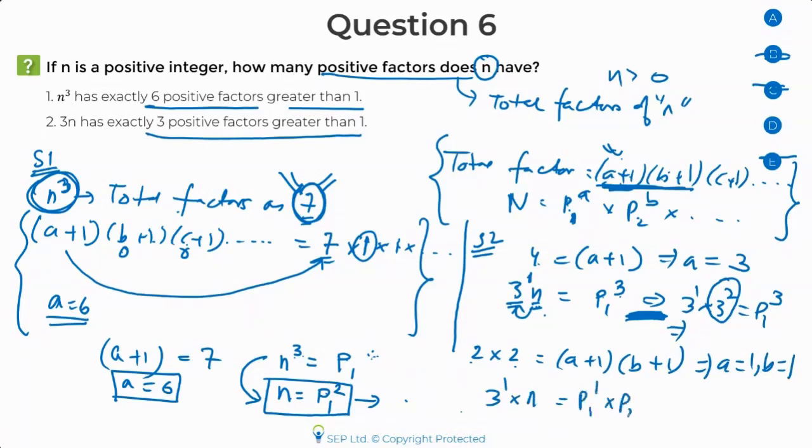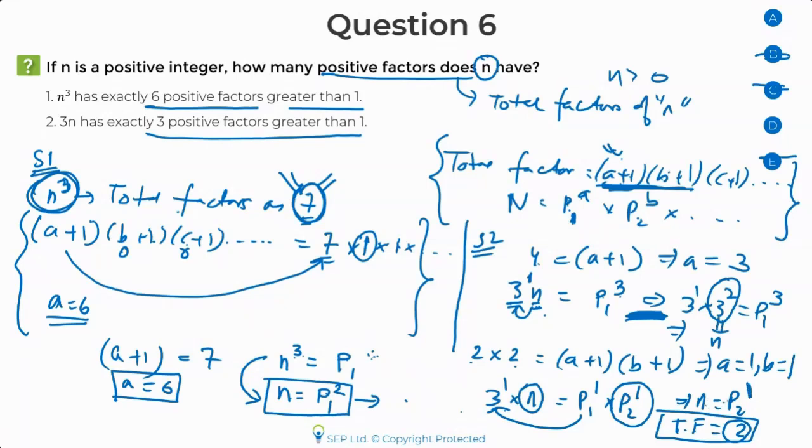Now p1 to the power 1 is already 3 to the power 1. So n could be p2 to the power 1. So in this case, n is equal to p2 to the power 1. And in this case, the total factor is going to be 2. So notice you're getting 2 different answers. In this case, you are getting n is equal to 3 square. In this case, you're getting n is equal to some prime number to the power 1. Since you're getting 2 different answers for the total factors, that is why you'll say this statement is not sufficient. So the answer in this case will be option A, which I think about 8% of you marked.